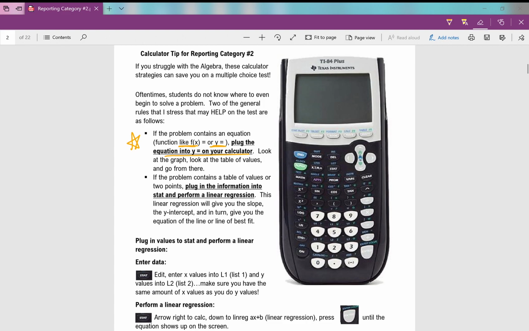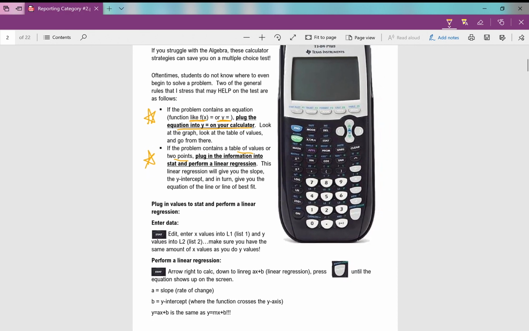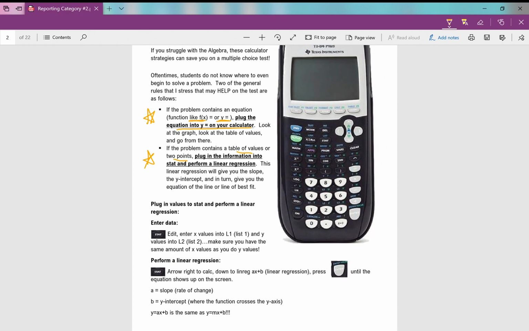The next big strategy that I like to say is if the problem contains a table of values or 2 points, plug the information into stat and perform a linear regression. So how do we do that? How do we plug in information into our stats? So the first thing we're going to do is if I'm given 2 points or if I'm given a table of values, I have to enter in that data into my calculator. How do I do that?